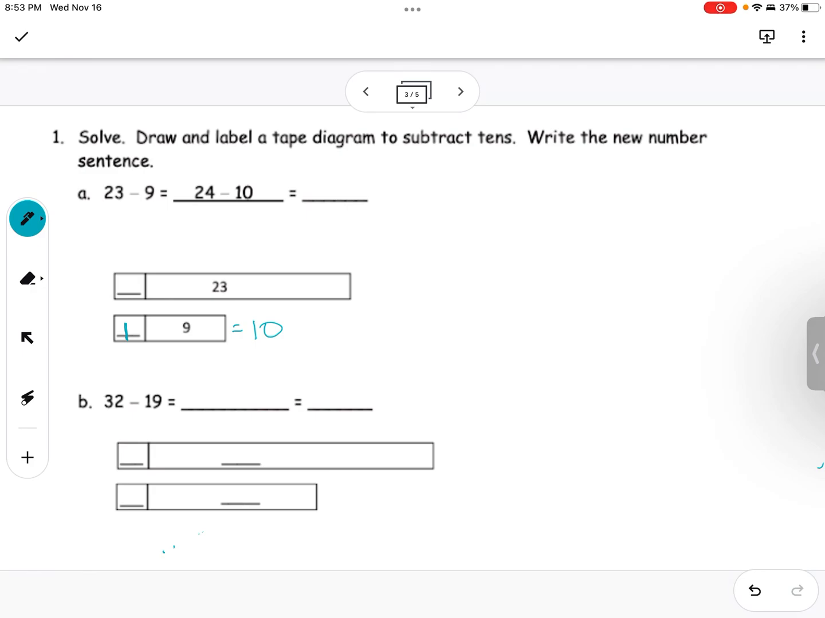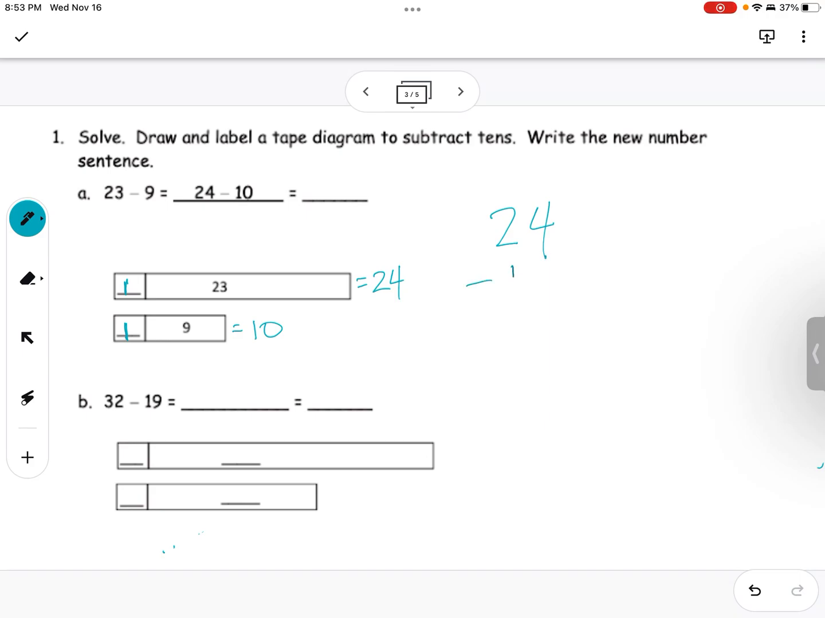Now, I have to be fair. Whatever I do to the 9, I have to do to the 23. So I'm going to add 1 right there, which now brings me to 24. And you can actually see that they've given us this equation, 24 minus 10. So let's stack that up and solve it.